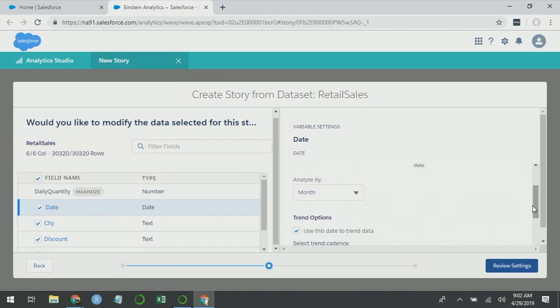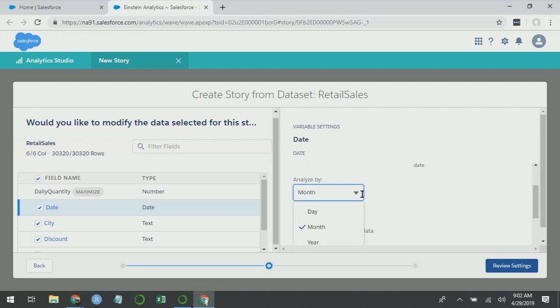If we scroll down in the options, you can see it's defaulting to analyze by month. If I click the drop-down, you can see my other options are day or year. If I select day, there are 365 values as this data set encompasses the entire year. That violates our limit of 100 values in a single variable.